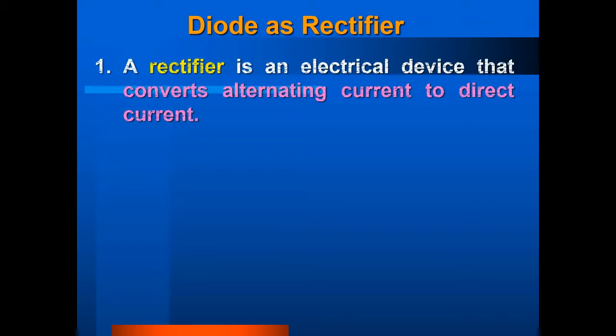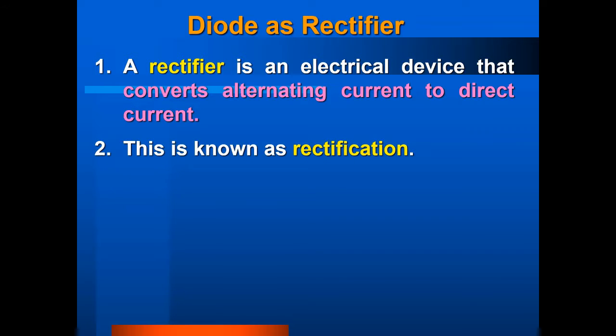Now we look at the diode as a rectifier. So what is a rectifier? A rectifier is an electrical device that converts AC current to DC current. That is through the process of the forward bias and the reverse bias just now.